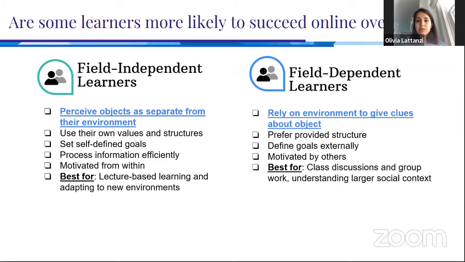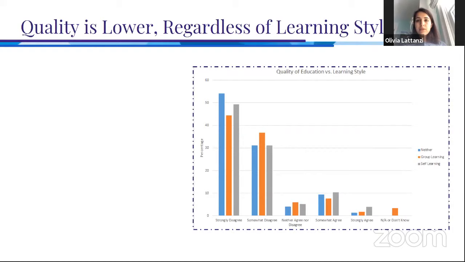We also wanted to investigate if feelings of quality varied by types of learners. And though there are more self-learners who feel they are getting the same quality of education, there still appears to be a general trend that WPI students feel the quality is less.